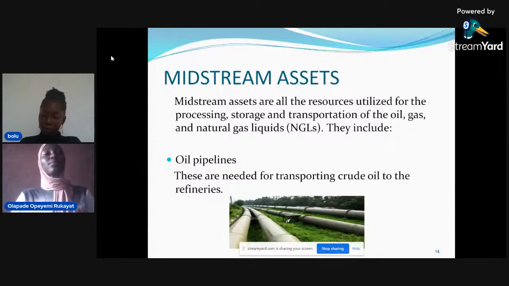So they include the oil pipeline. The first one, the oil pipeline, is needed for transporting the crude oil to the refineries over long distances. And it's not only oil; you can also transport gases through pipelines. So the oil pipeline is used for transporting the crude oil to the refineries over long distances and all. So that's one of the aspects of the midstream sector.